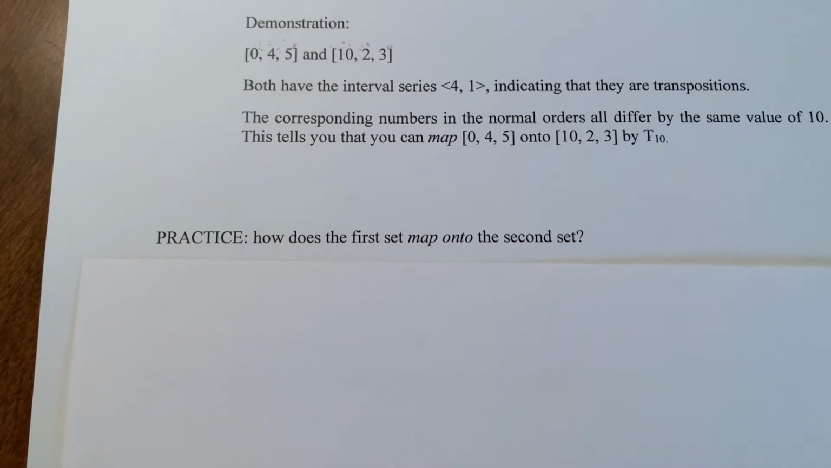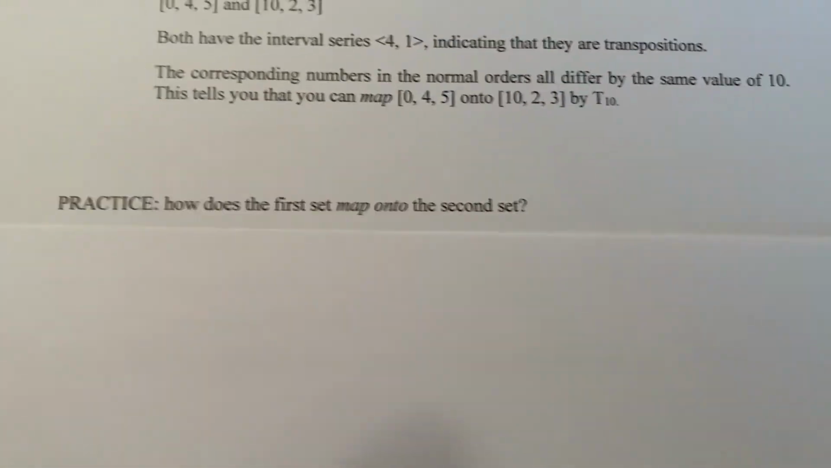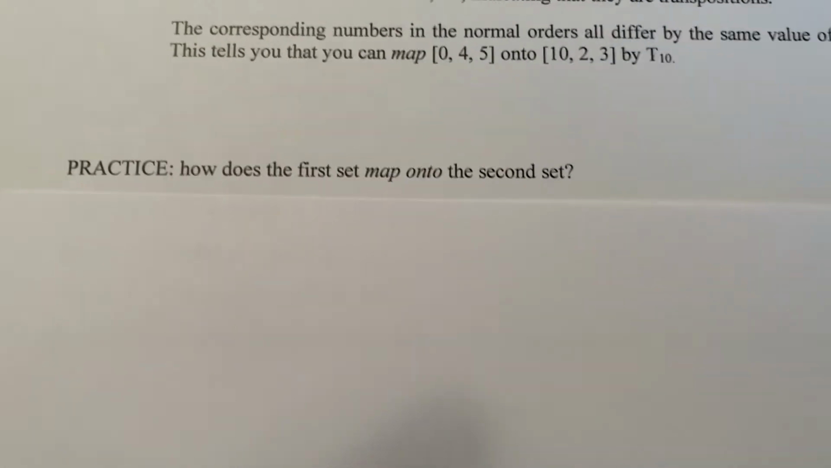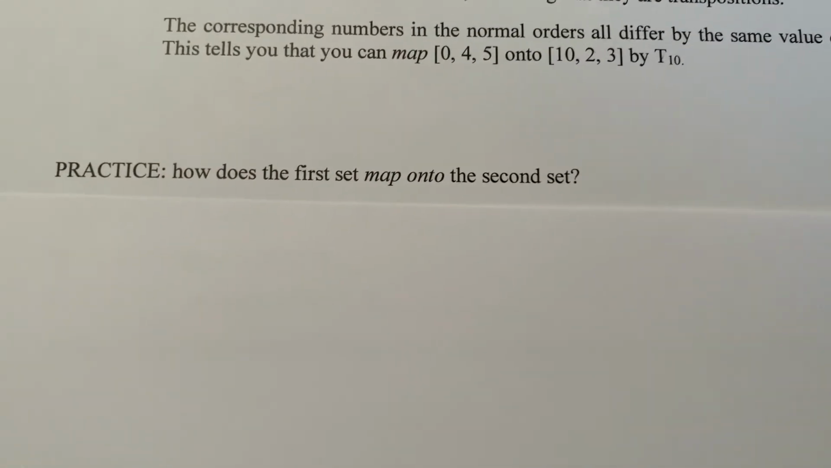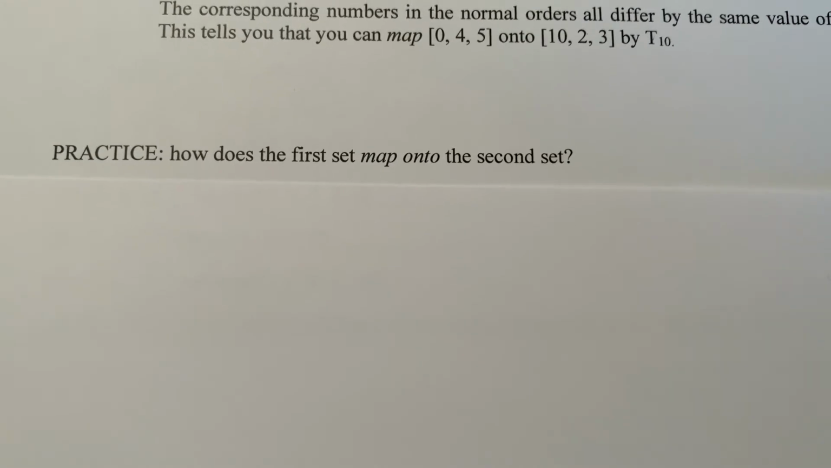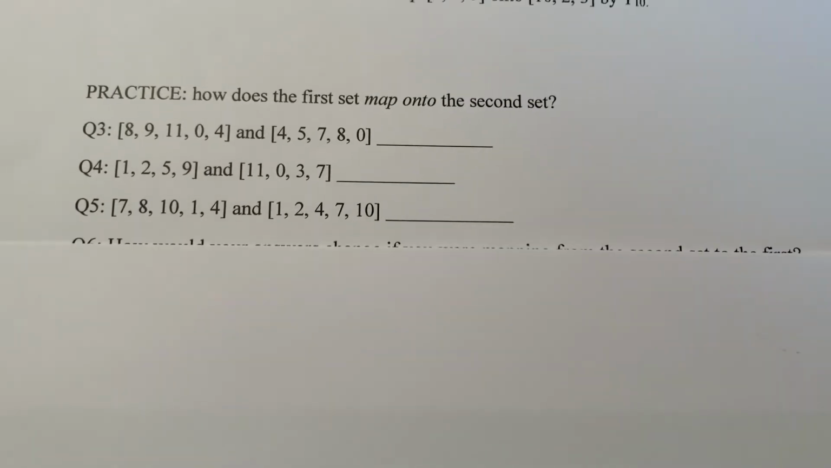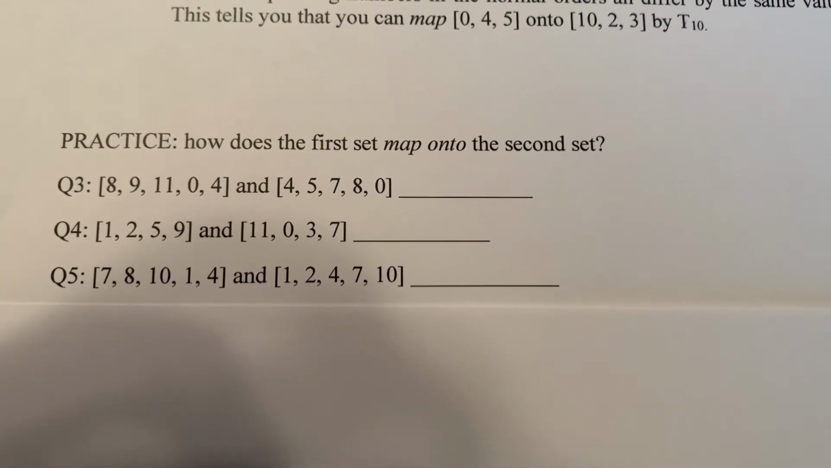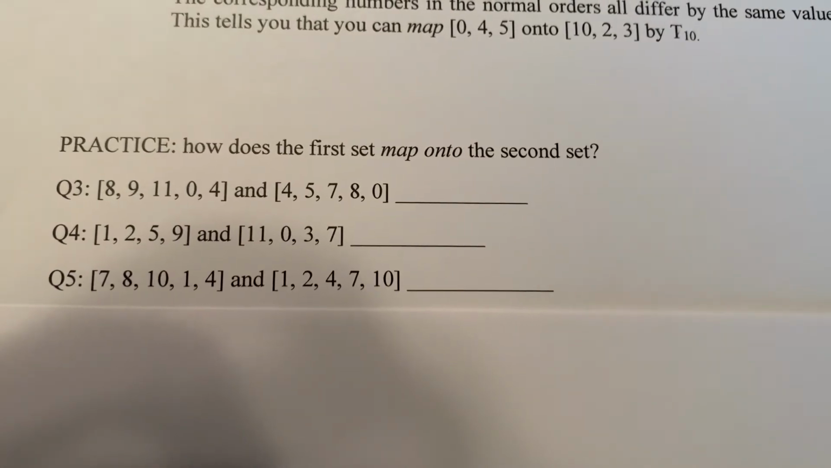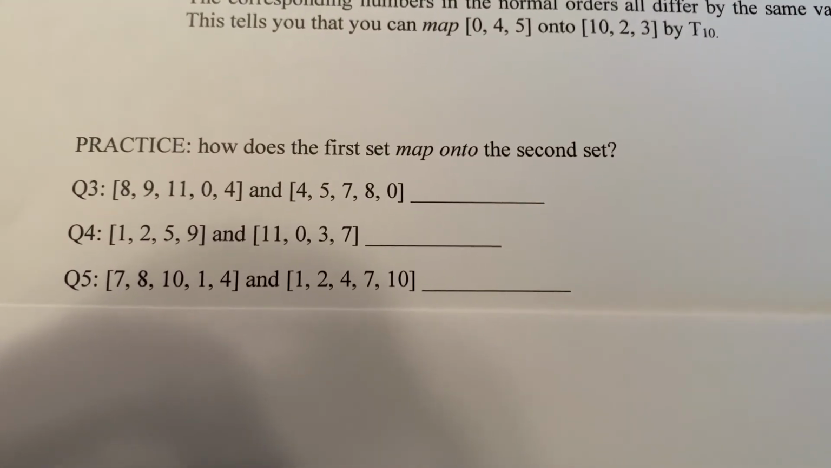Okay, so let's do a little practice along those lines. I'm going to give you here 2 sets, and for each one, you're going to tell me how it maps onto the second set. Of course, right now, we're just looking at transpositions. So let's do these 3 examples. I'll pause for a moment for you to work on these. You're going to determine the mapping. So the T-N, you're going to figure out what the N is for each of these ones.